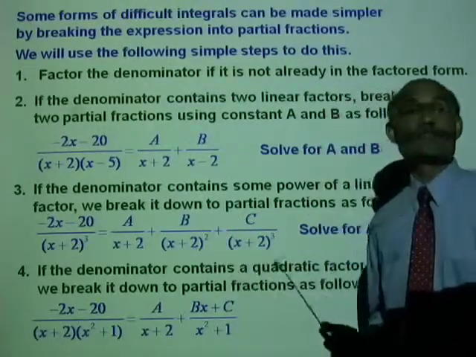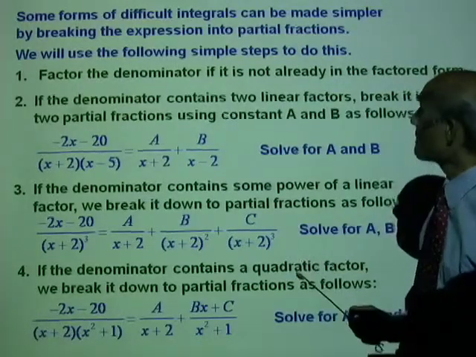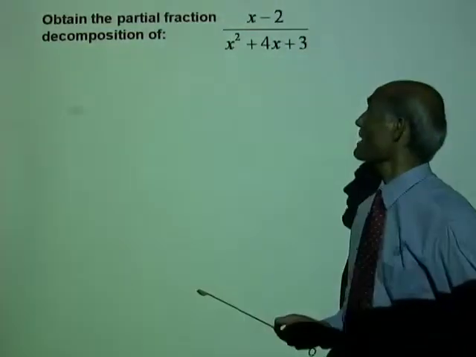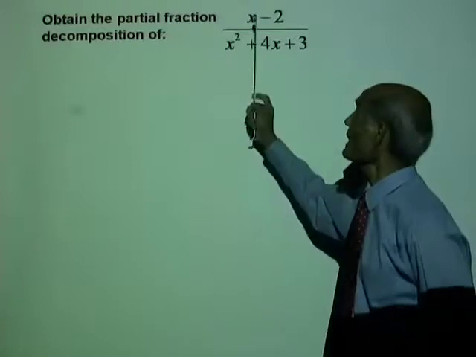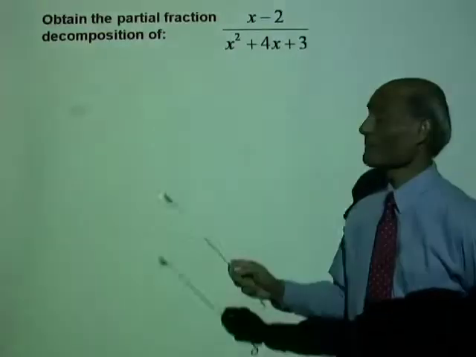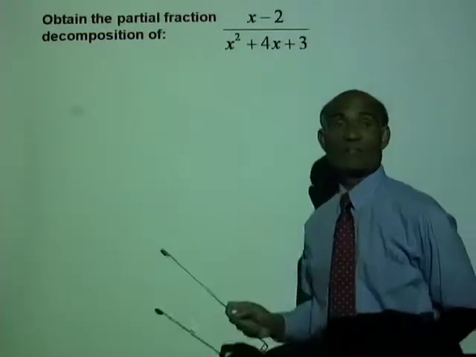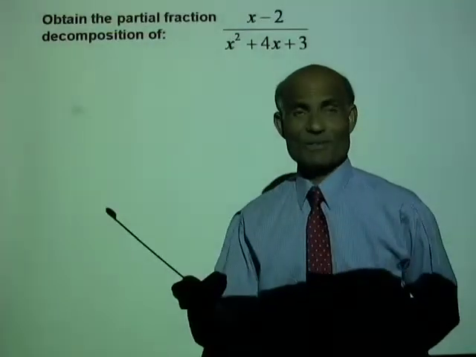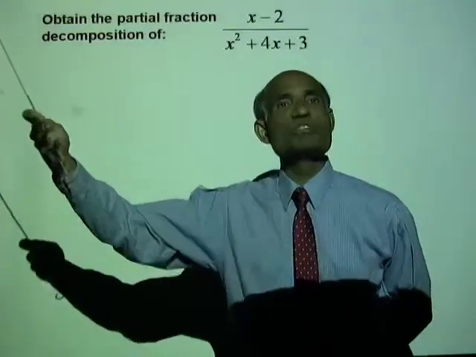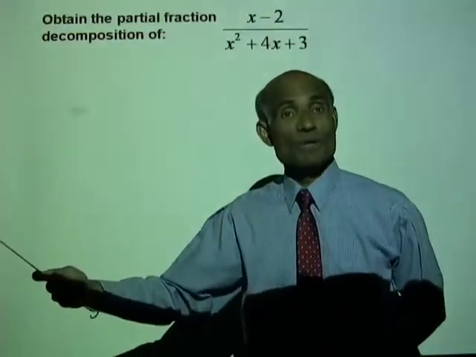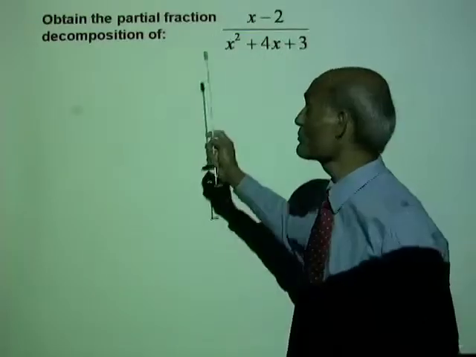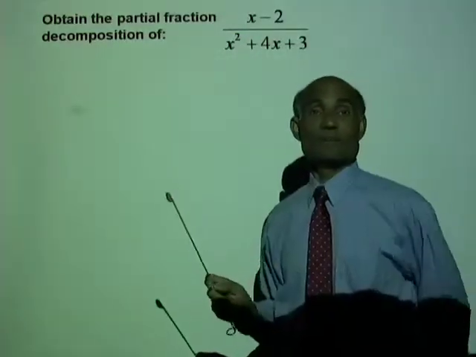Alright, let's use these to reduce some expressions in partial fractions. Let's do this. Obtain the partial fraction decomposition for x minus 2 over x squared plus 4x plus 3. Alright, one look tells you that the denominator is not factored, but you should say, isn't this a quadratic factor? Can't we use the quadratic factor form? No, that can be done only if you cannot factor the denominator any further. The first thing to look for is, can you factor this? What do you think?